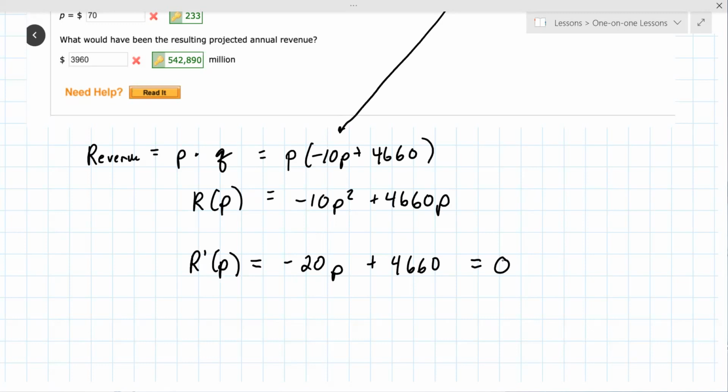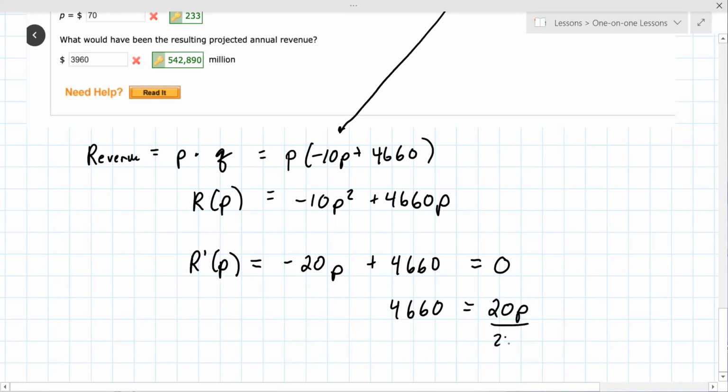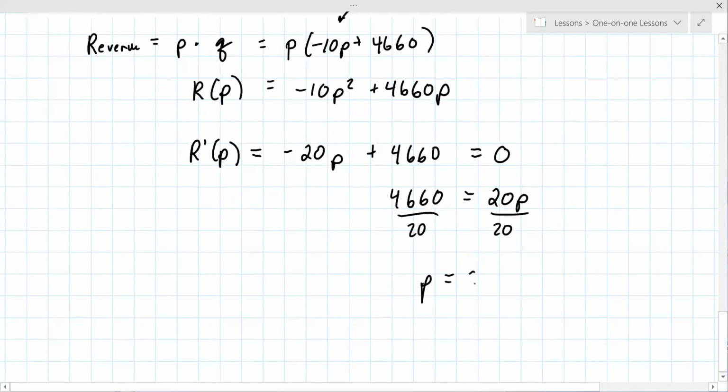Okay, so to solve this for P, I'm going to just move this over to the other side. 4660 equals 20P. Divide by 20, divide by 20. So P ends up equaling 233. Okay. And oh, that's not okay. So it's positive. Sorry.